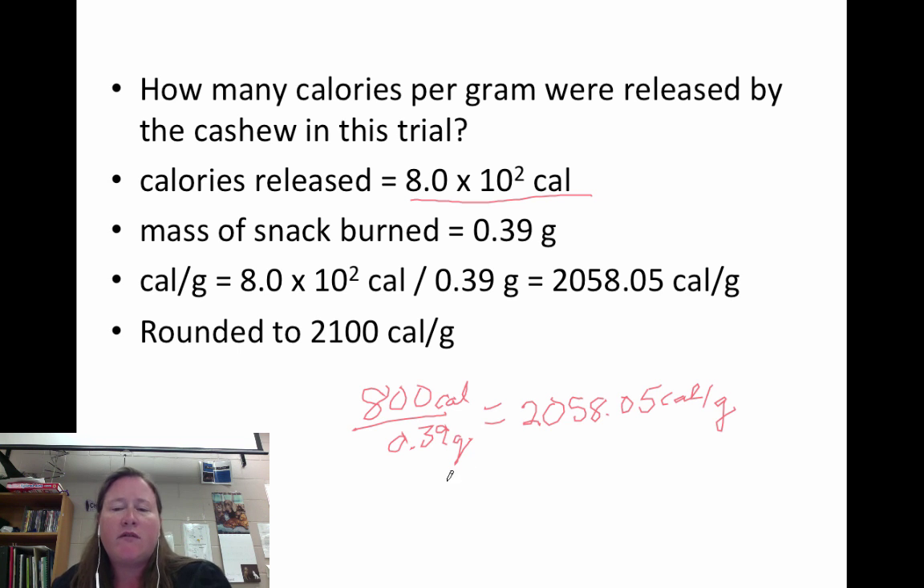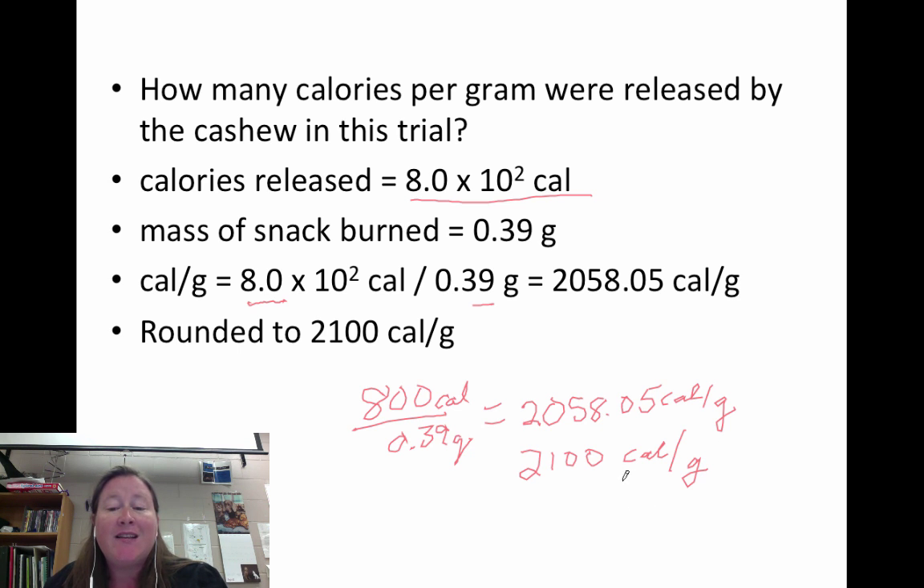Now we have to use the rules of significant figures here. Our original measurement has 2 sig figs, and this one also has 2 sig figs. So we need to round this to 2 sig figs, which would round it to 2,100 calories per gram for this snack burned.